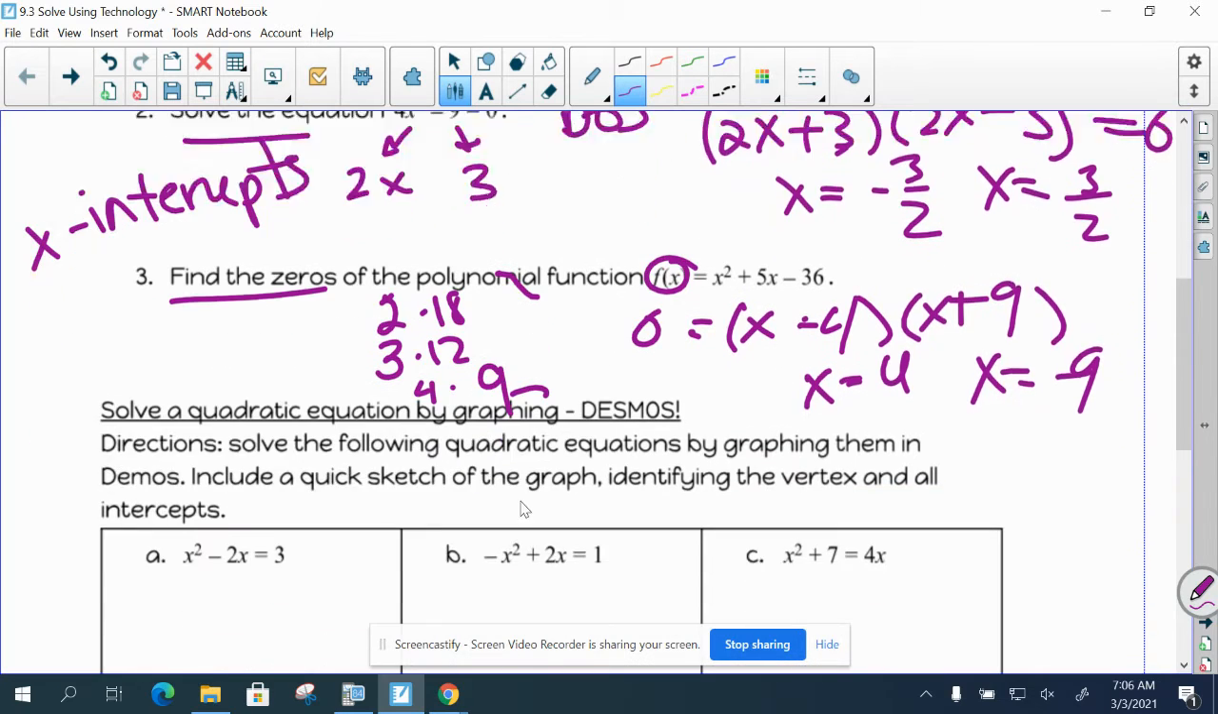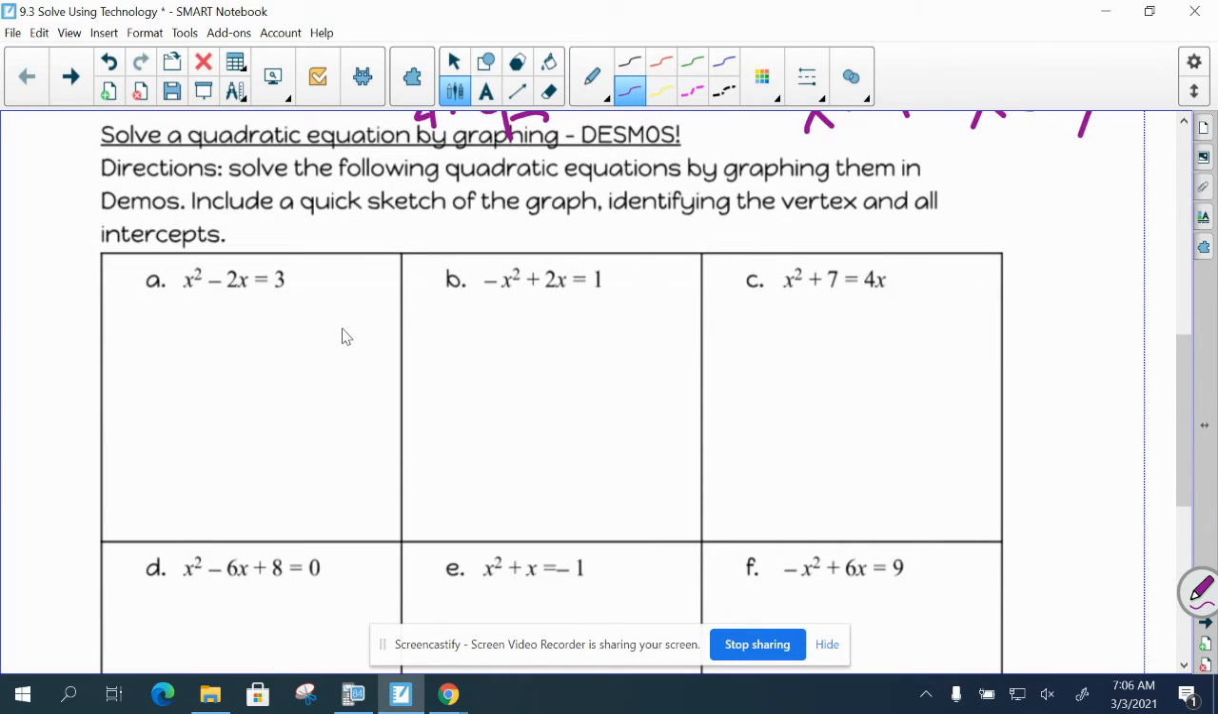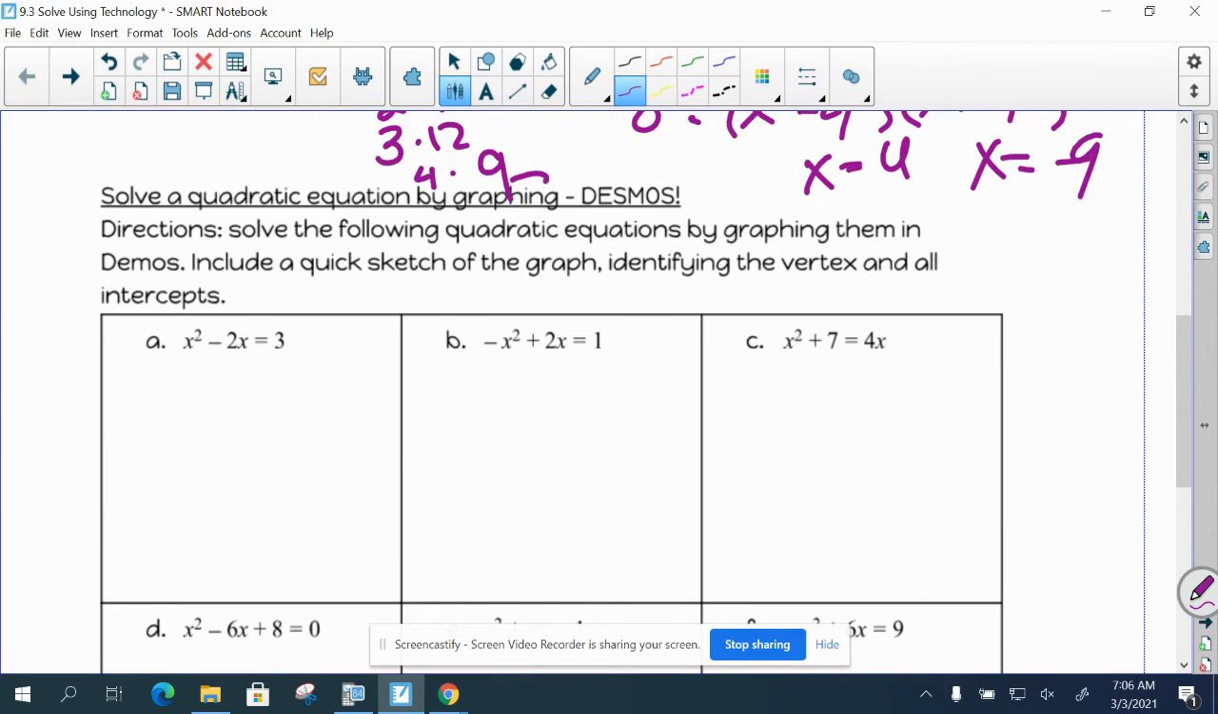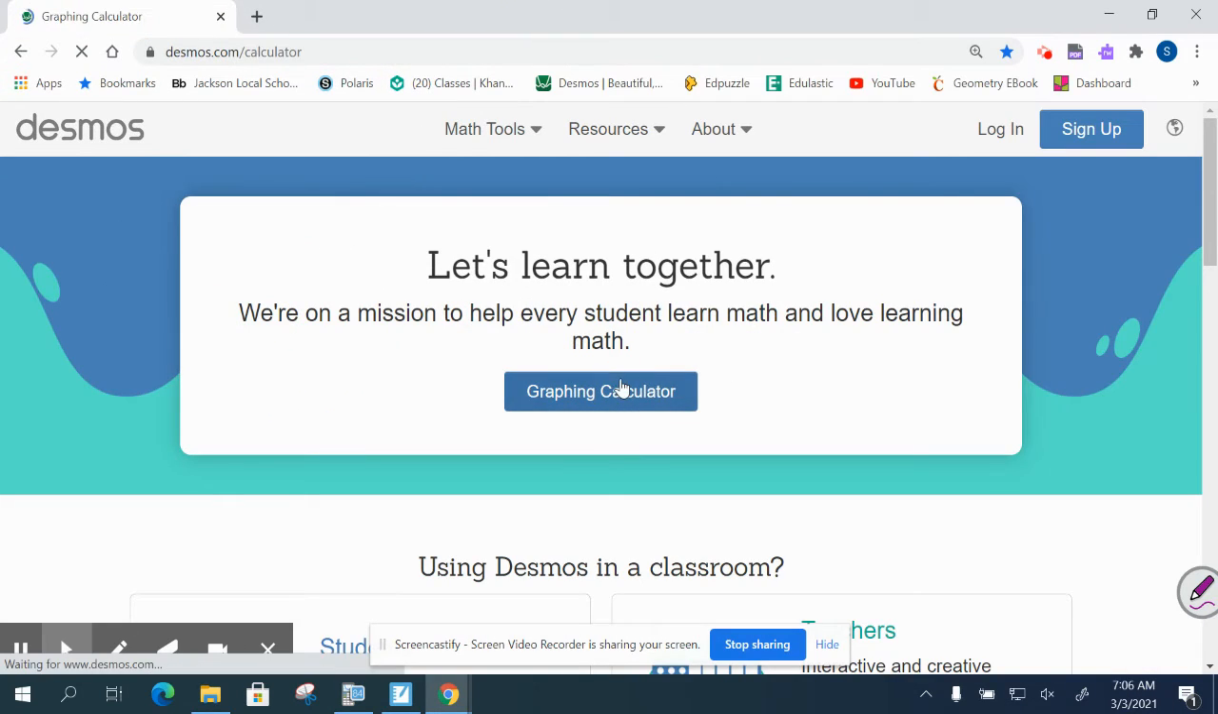Okay. Now we're going to solve using Desmos. It says to include a quick sketch of the graph, identifying the vertex and all intercepts. If you want to follow along with me, you can. We're just going to open up the Desmos graphing calculator. So you would go to desmos.com and click on graphing calculator.